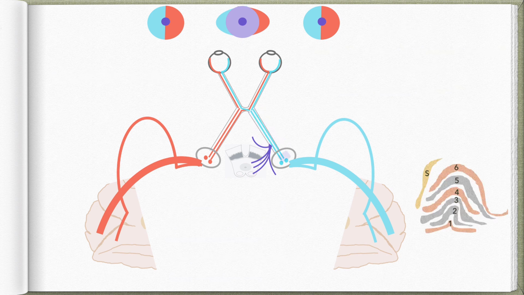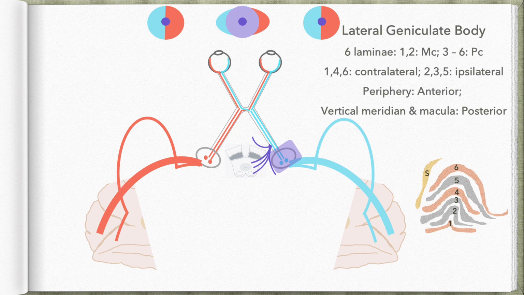Next portion is the lateral geniculate body. Now this lateral geniculate body is having 6 laminae as shown in this right side box here. Laminae 1 and 2 are made up of large cells, so they are the magnocellular laminae. Laminae 3, 4, 5 and 6 are made up of smaller cells, so they are the parvocellular laminae.